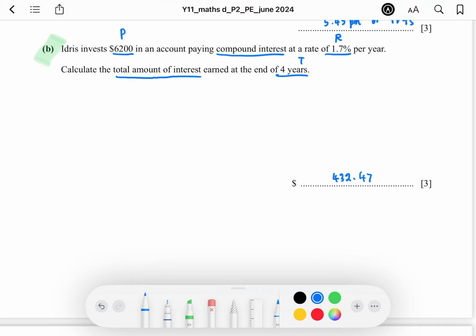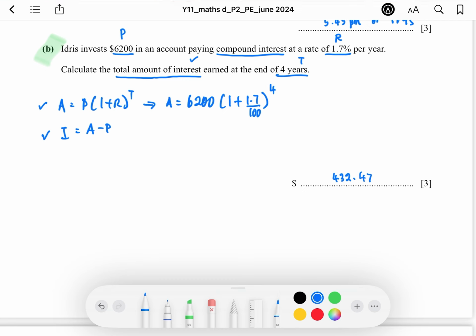So for compound interest, what formula? 2 formulas. First we have A equals P(1 plus R) to the power of T, and then you have I equals A minus P. Since the question is asking for the total amount of interest, we're going to do the first step and then the second step to complete the working here. So let's do the first step here. Amount is equal to 6,200 times (1 plus 1.7 over 100). Convert the percentage into a fraction, and then to the power of 4.